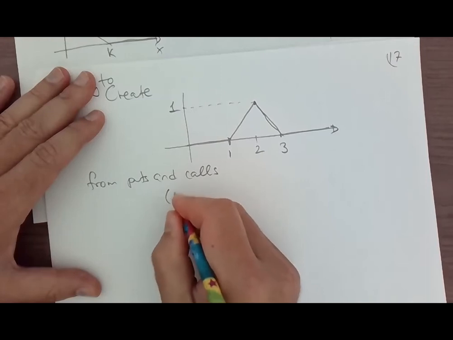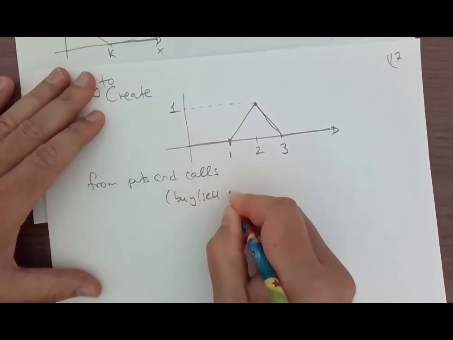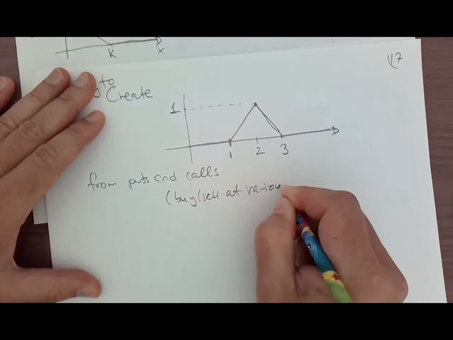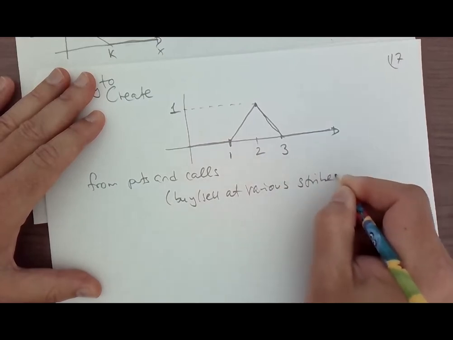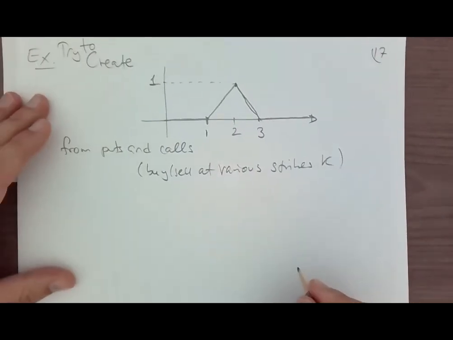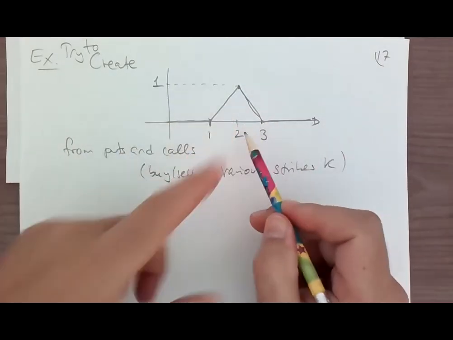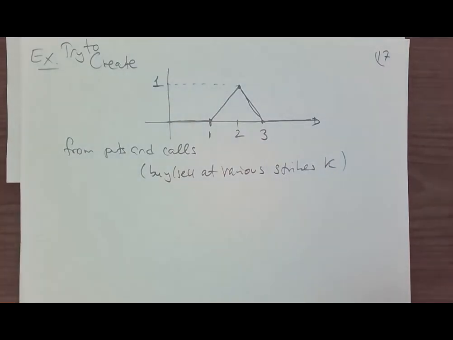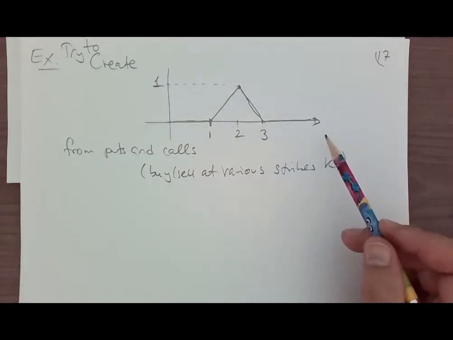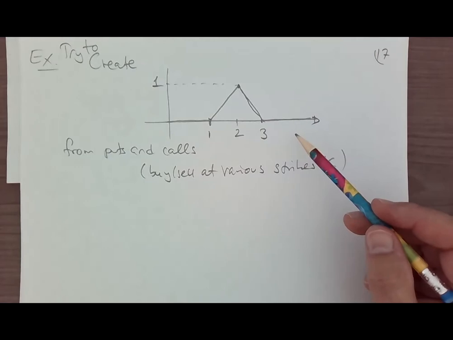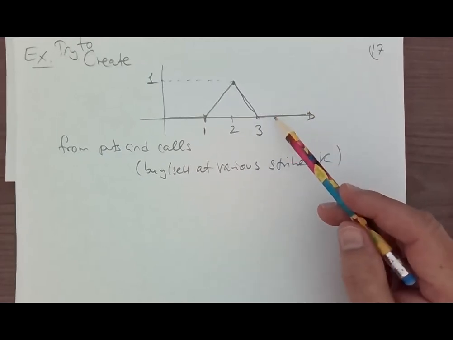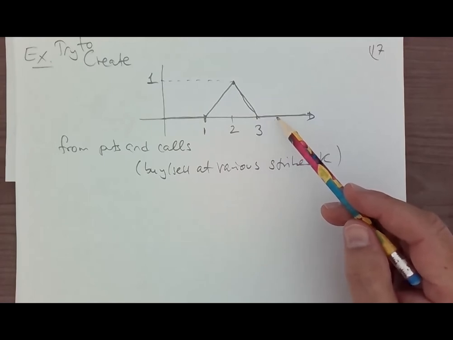So you need to buy and sell at various strikes. How would you create this little hump here? So you have zero outside, and then in between you have this particular payoff. Wouldn't you just be long calls and puts at 3 and 1, and then short a call and a put at 2? So sell 2 at the money and then buy the wings.